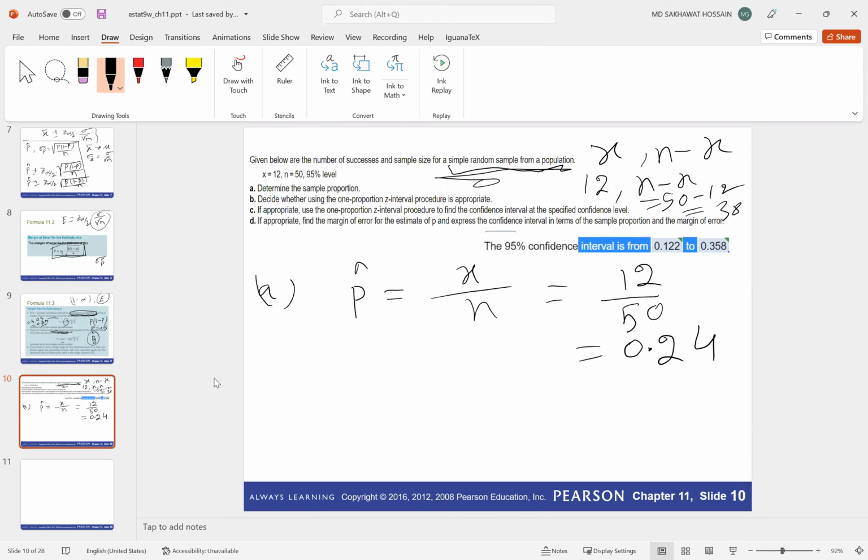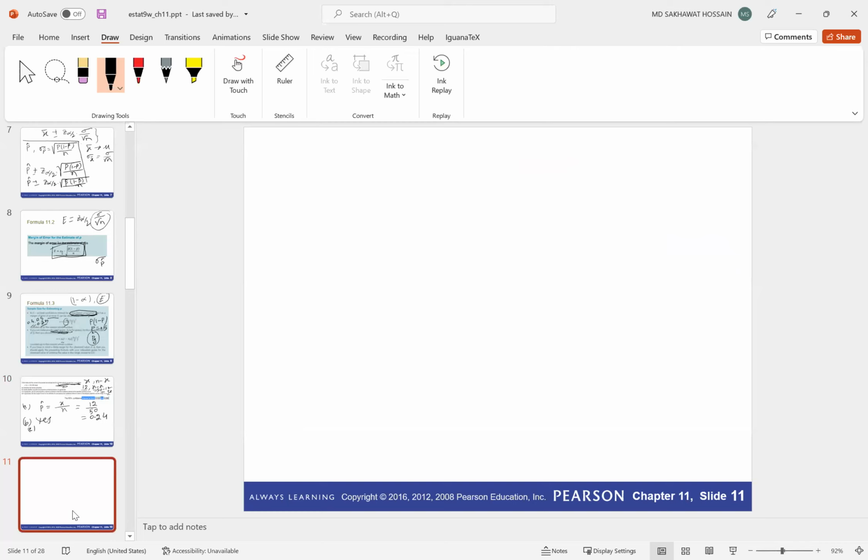Okay, part B is to decide whether using the one proportion z interval procedure is appropriate. We already know that the z interval is appropriate because x is 12 and n minus x is 38, and both of them are greater than 5. So yes, it's appropriate. Part C is to use the one proportion z interval procedure to find the confidence interval at the specified confidence level. Okay, so now we need to find the confidence interval.